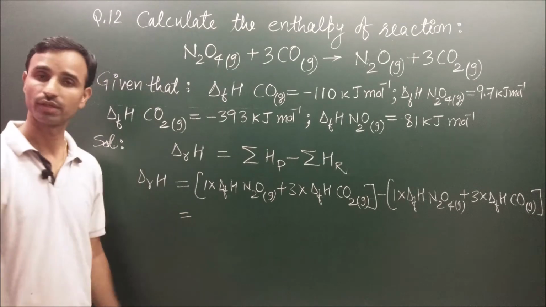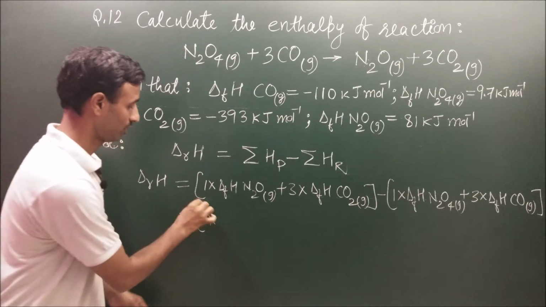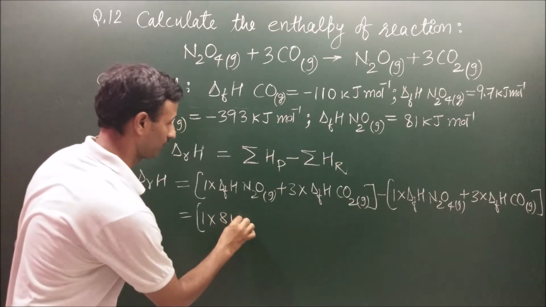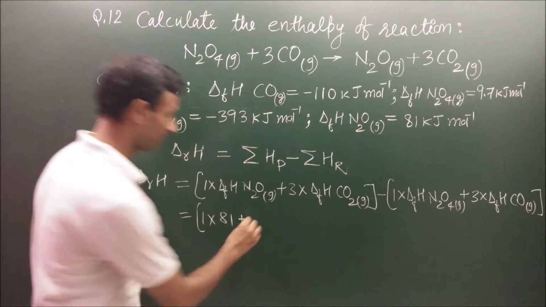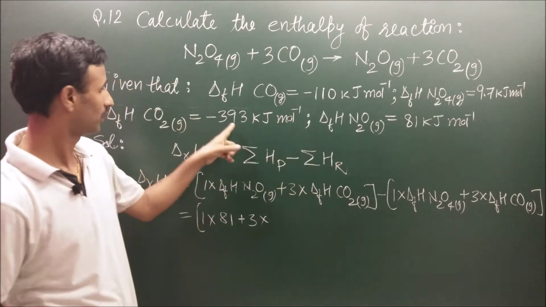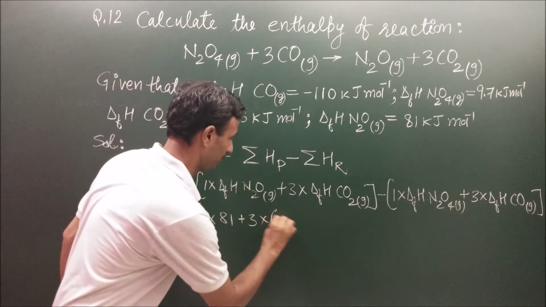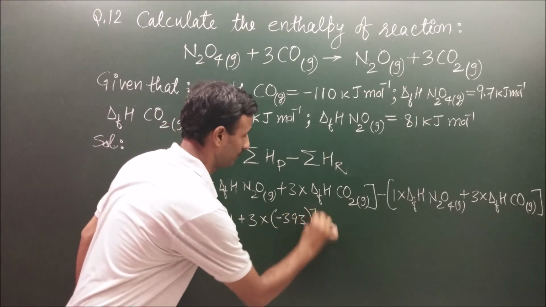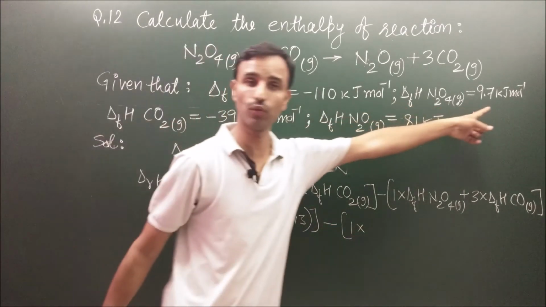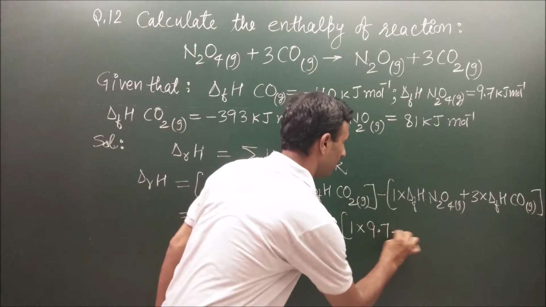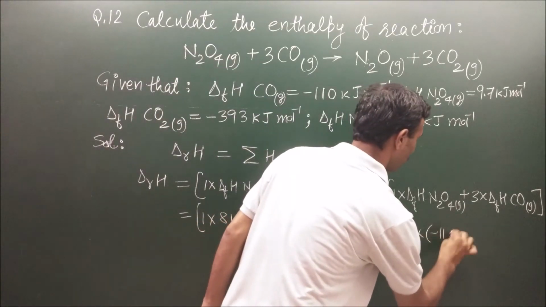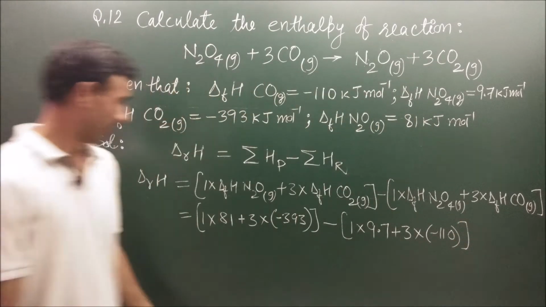So just put the values. 1 into enthalpy of formation of N2O is 81 kilojoule, plus 3 into enthalpy of formation of CO2, it is minus 393, minus 1 into enthalpy of formation of N2O4, 1 into 9.7, plus 3 into minus 110. You see, just solve it.